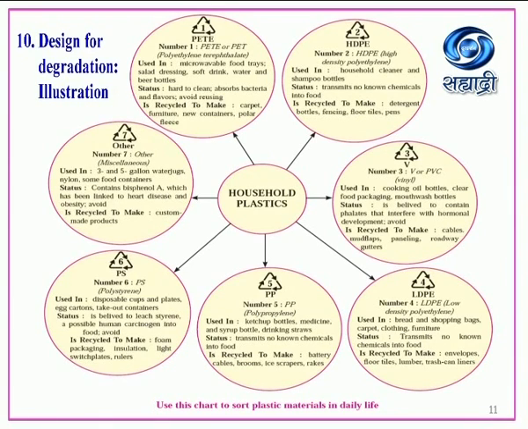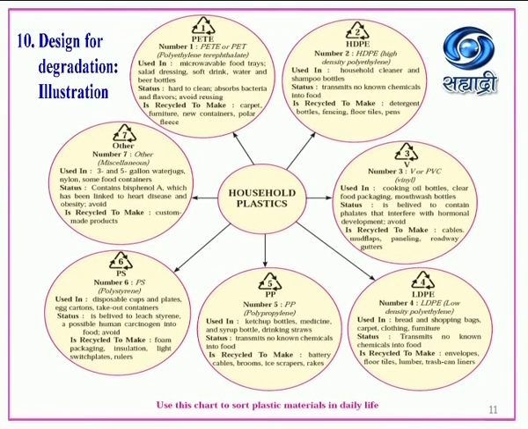Then resin code number 5, PP. PP means polypropylene, used in ketchup bottles, medicine and syrup bottles, drinking straws. Status: transmits no known chemicals into food. Is recycled to make battery cables, brooms, ice scrapers, rakes. Okay, these are used.